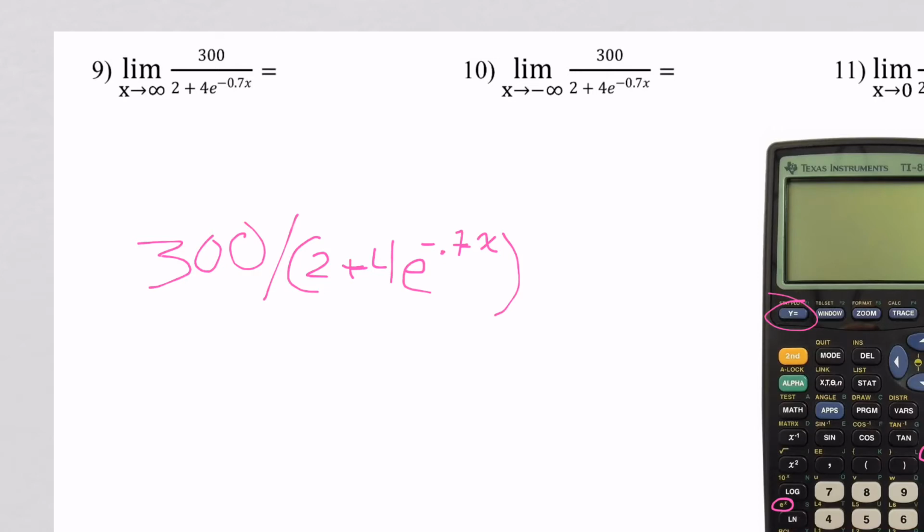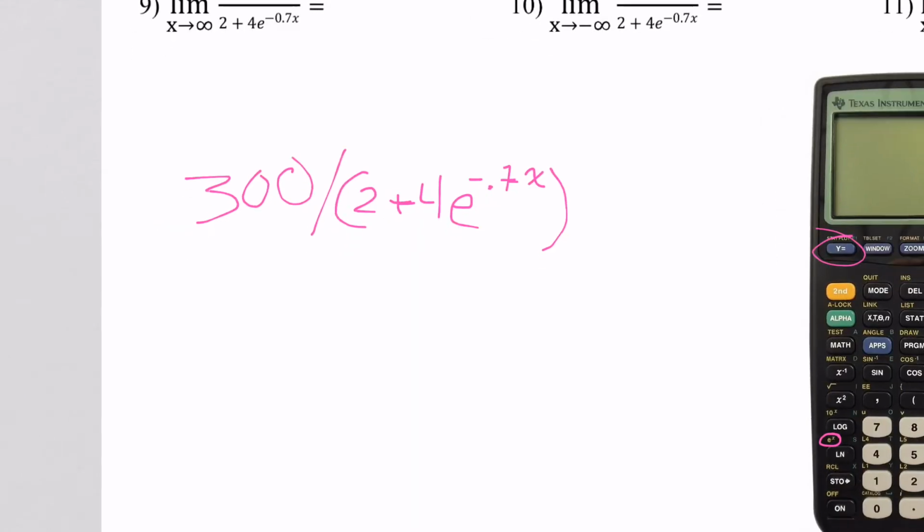Or maybe you just did alpha y equals and did a fraction bar. That's fine too. If you're on an older calculator, you need 300 divided by parenthesis 2 plus 4 e to the, so either e and a caret, or the e to the x button, like I just showed you. And then you have to open parentheses, negative 0.7x. You have to close those parentheses and then close the other parentheses, like that, if you're on an older calculator.